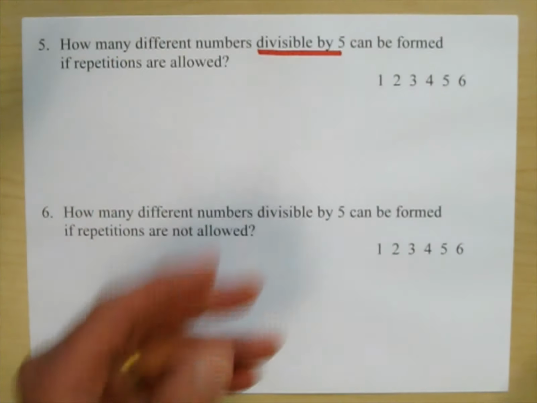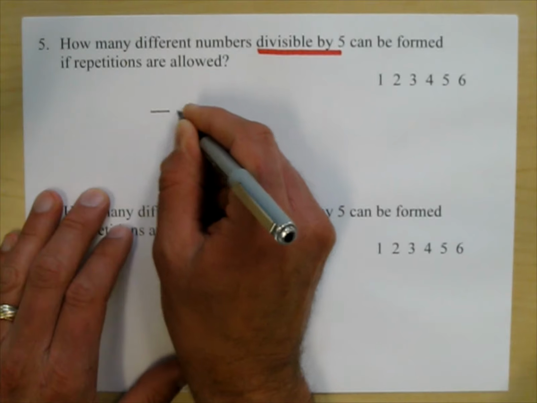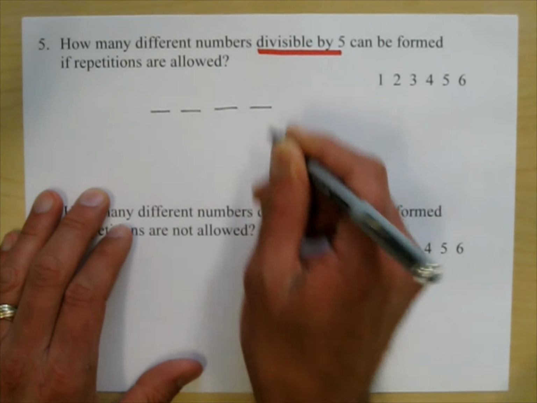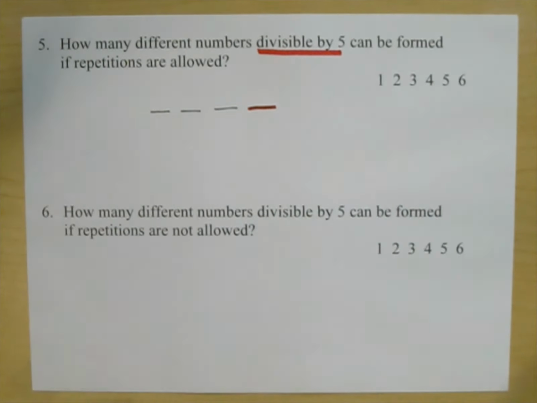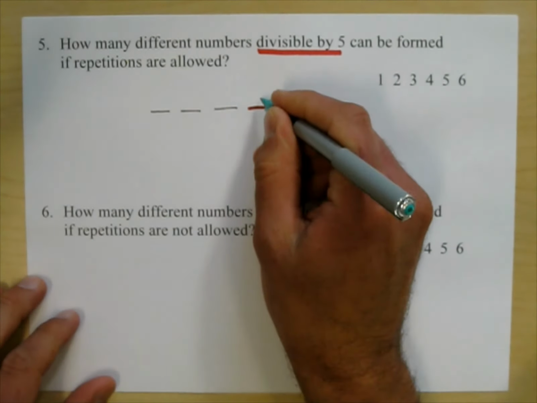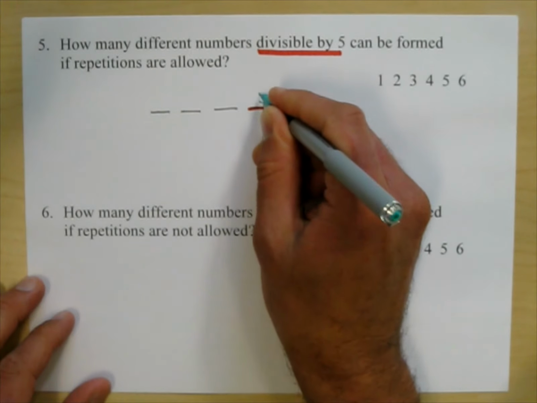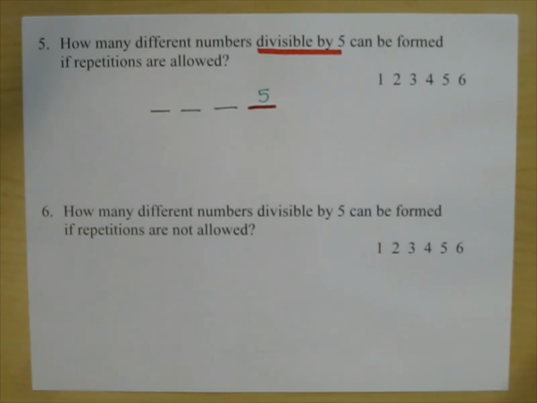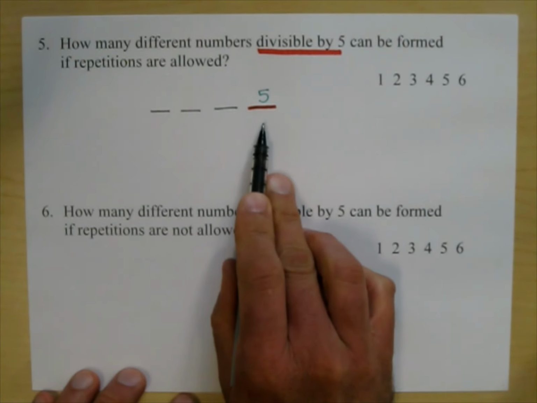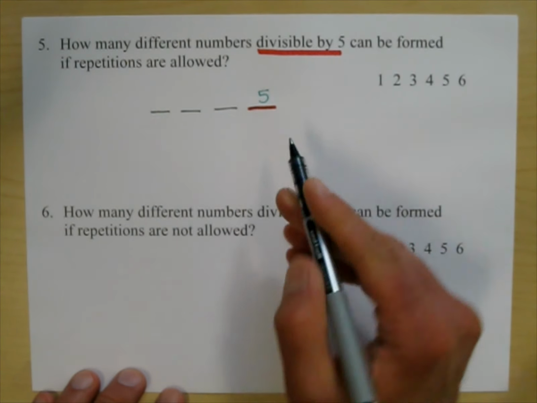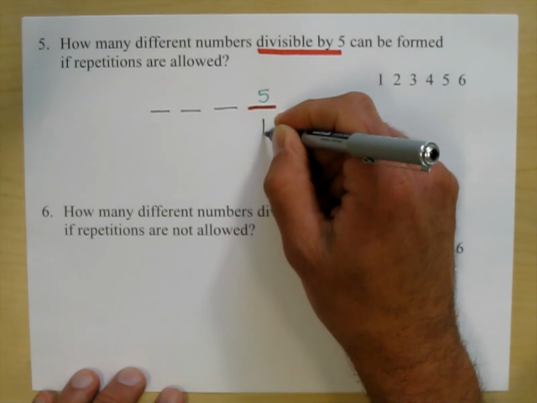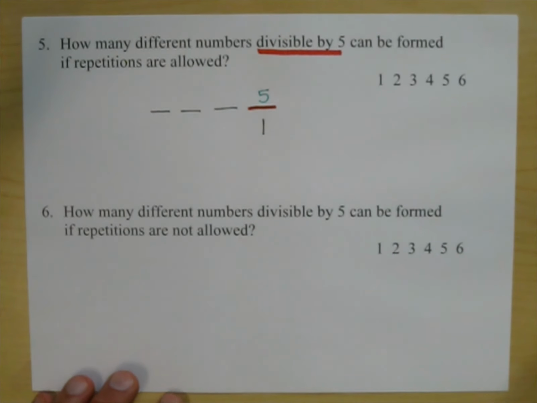So having said that, let's put our 4 slots. Our restriction is right there. That absolutely has to be a 5. Now, if that's going to be a 5, I do my restriction first. How many choices do I have for that? I have 1 choice.